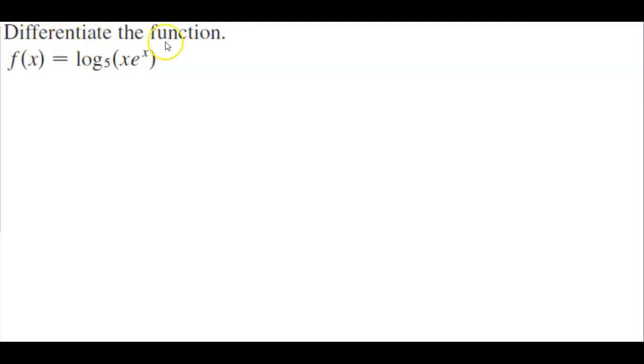We want to differentiate the function here, f of x, which is equal to the log base 5 of x e to the x. So if we want to find the derivative of this function, then using the definition of the derivative of the logarithm, we're going to have 1 over the value of x e to the x times the natural log of the base, which is 5. And then we're going to multiply it by the derivative of x e to the x.